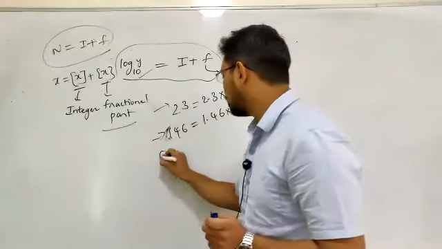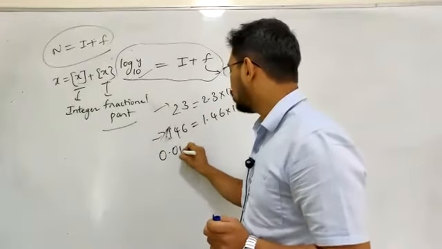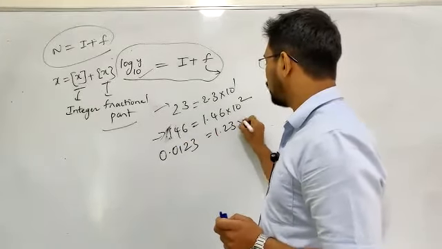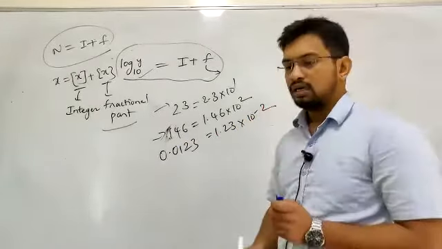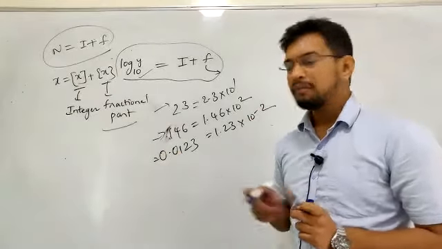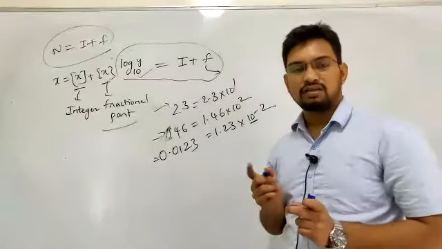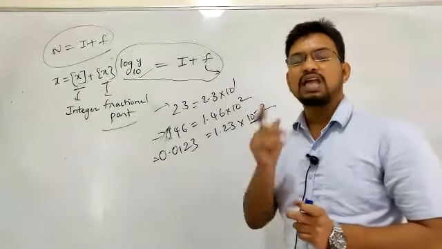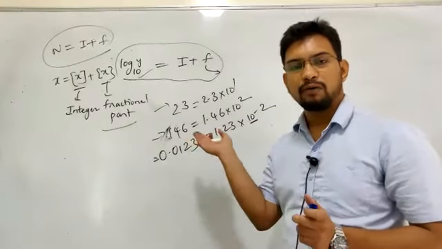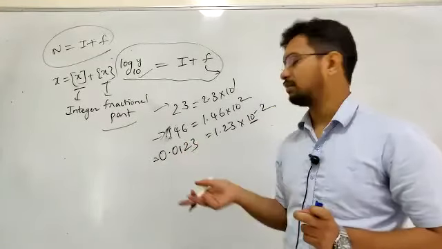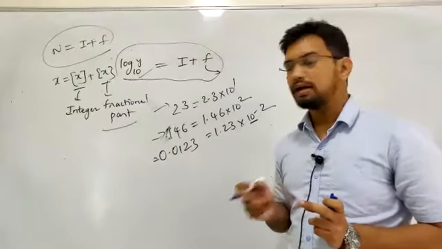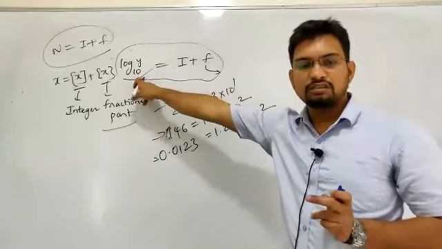For example, there is something like 0.0123. This will be written as 1.23 into 10 power minus 2. This will be standardly written as 1.23 into 10 power minus 2, because you have to raise it with a certain power of 10. Because 10 is taken as the standard base in our standard decimal number system, the base will be 10. So always we'll be taking with respect to base 10.